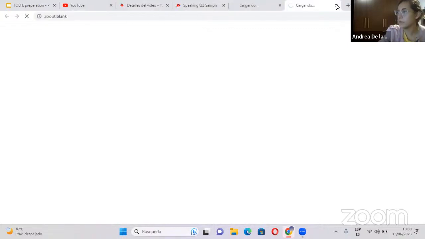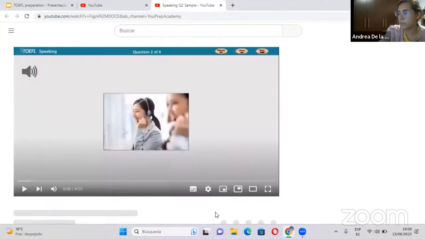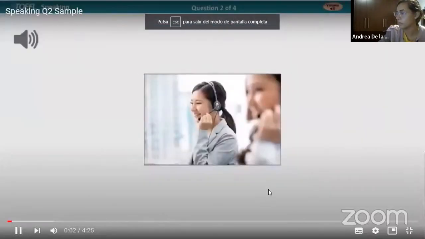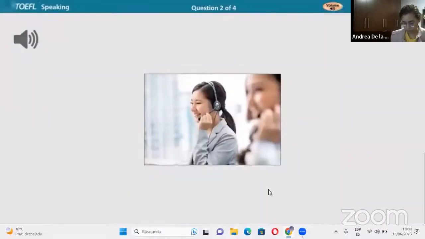okay, so this is how the question will be when you're taking the test. Number 2. In this question, you will read a short passage about a campus situation and then listen to a talk on the same topic. You will then answer a question using information from both the reading passage and the talk. After the question, you will have 30 seconds to prepare your response and 60 seconds to speak.